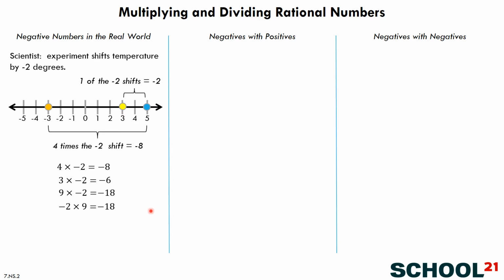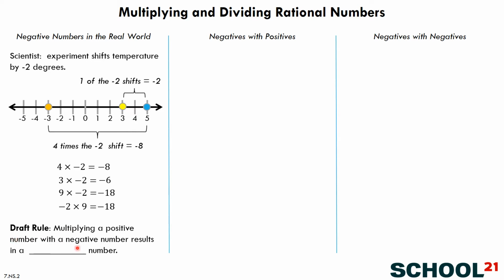So now we're coming up with a rule here. Let's write it as a draft because we're not sure yet, and you can help me fill in the blank. Draft rule: multiplying a positive number with a negative number, whichever order you have them in, results in what? A negative number. Very good. So that's our draft rule. Looks like it makes sense from the real world. Now let's see if we can prove that rule with math up here, okay?